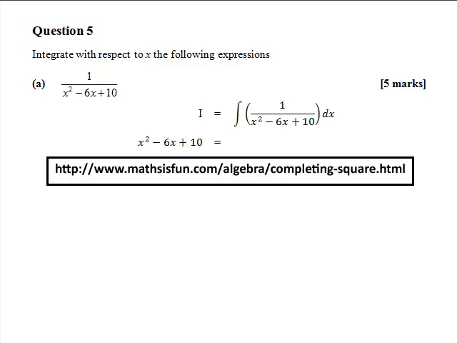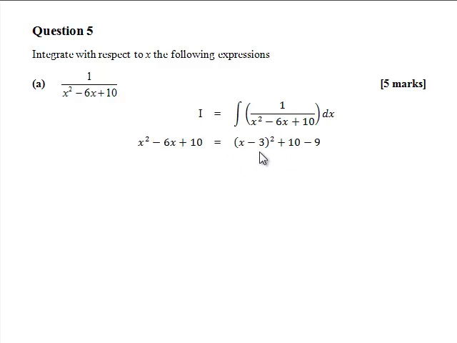If you can't remember how to complete the square, have a look at this reference. It's really quite good. This term here is b over 2, and this term here is b over 2 squared. 10 minus 9 is 1, so we can write the denominator as x minus 3 squared plus 1. Now what do we do with this?